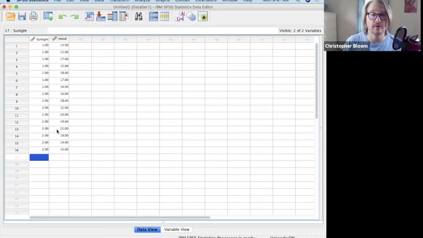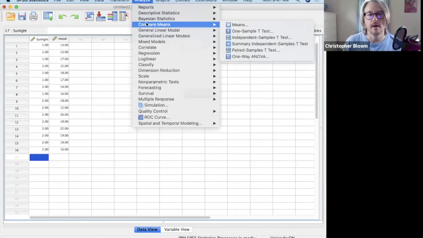We've got two variables. One is value label for the condition. The other is the DV. Now there's actually more than one way to do an independent samples t-test in SPSS, but this is the way that's easiest and the way I want you to do it. Go to Analyze, Compare Means, and the Independent Samples t-test.